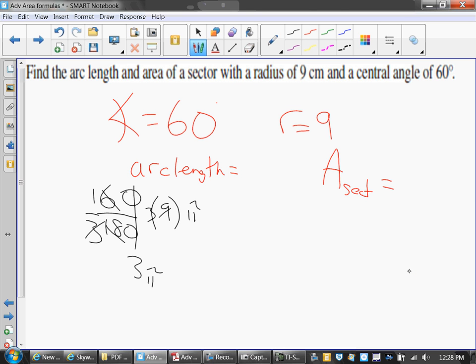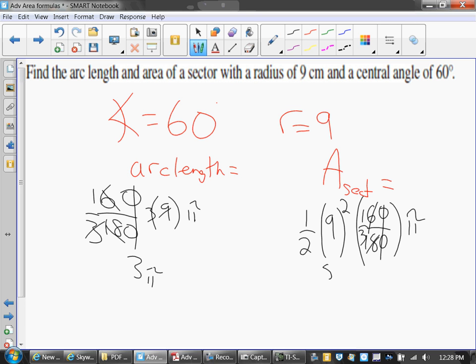And then the sector, we have 1/2 of 9 squared times my central angle. So it's 60 over 180 times the pi. Once again, that's going to be 1/3. So it's 81 over 2 times pi over 3. 3 goes into 81 27 times. You get 27 pi all over 2.